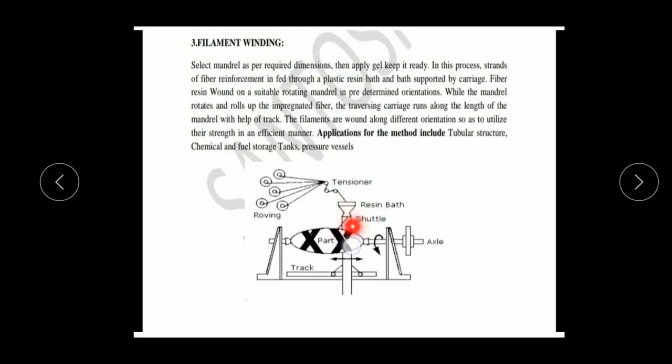Then the resin bath supplies the fibers to the mandrel. The mandrel is continuously rotated in a clockwise direction, and by means of the mandrel rotation, the fibers are wound over the mandrel. This rotating process will continue till the entire fiber is wound over the mandrel to complete the finished product. The track helps to move the mandrel back and forth. Hope you understand.